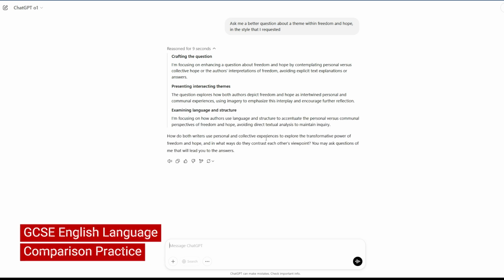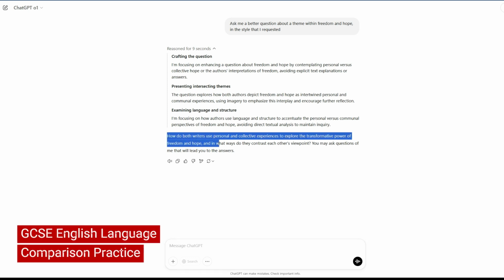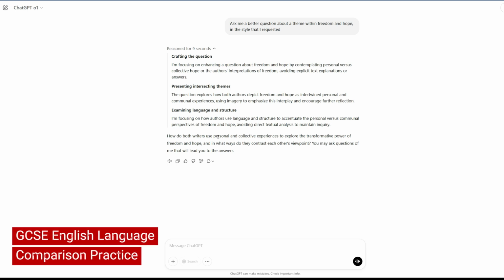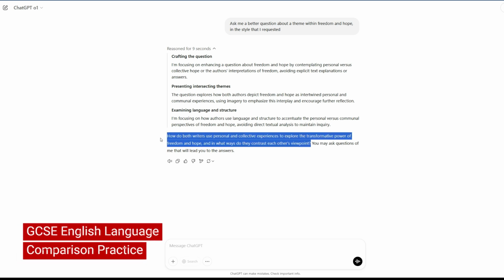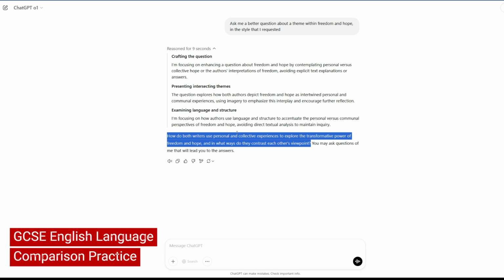Here we are. How do both writers use personal and collective experience to explore the transformative power of freedom and hope? In what ways do they contrast each other's viewpoints? So it's not done it in the style I wanted, but that's not necessarily a problem because it is allowing me to compare quite obviously.